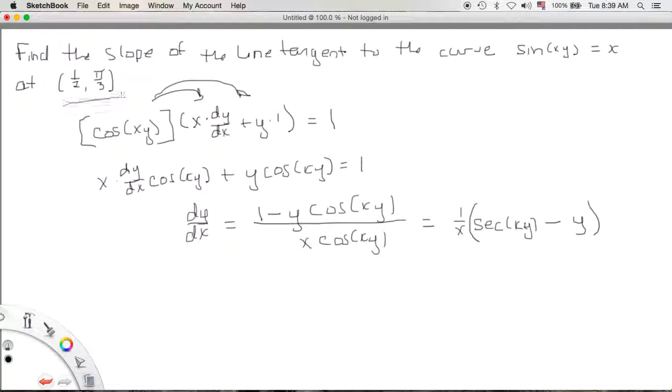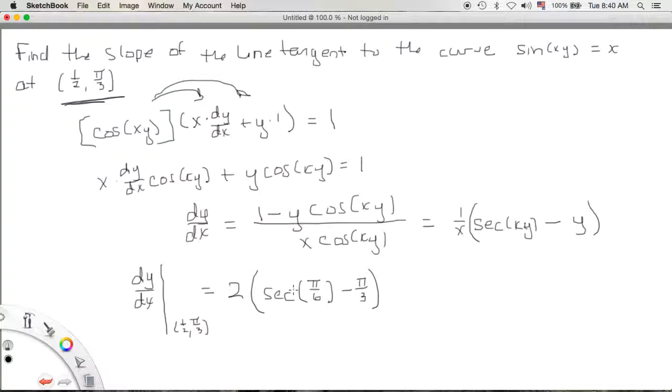Now we want it at this particular point. So our x is 1/2 and our y is pi over 3. So our dy dx evaluated at the point 1/2 comma pi over 3 equals 1 over 1/2, which is 2, times the secant of 1/2 times pi over 3, which is pi over 6, minus pi over 3.